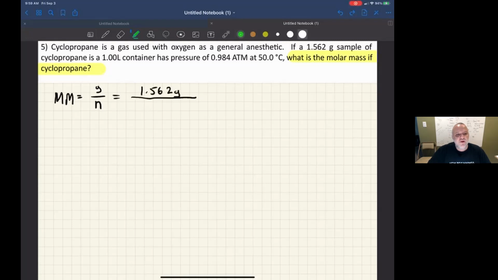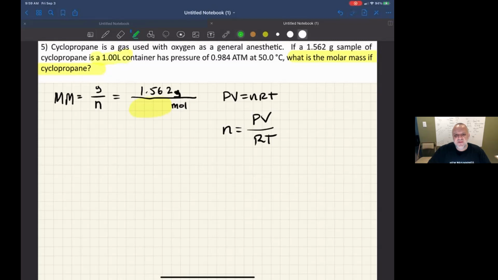Now, if I want to know the molar mass, then I need to take the mass, and I'm given the mass, 1.562 grams, and I need to divide it by some number of moles. Problem: now I need to figure out that number of moles, and I'm going to use the ideal gas law to do that. So I get PV equals nRT, solve it for n, and I get n equals PV over RT. Instead of just solving for the molar mass all in one go, I'm going to solve for the number of moles separately.